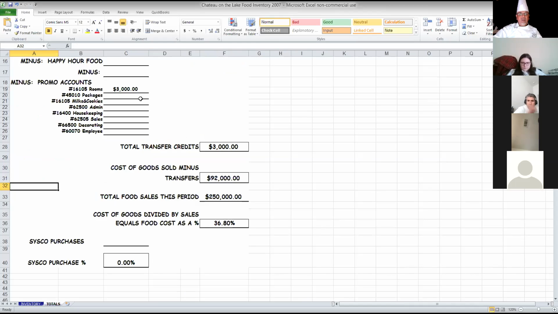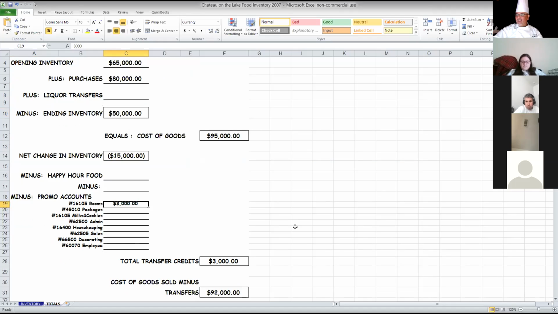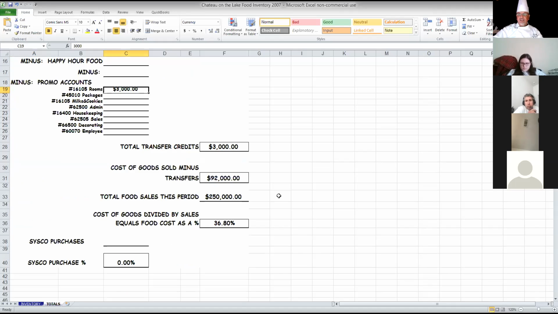Okay, opening inventory. You guys know opening inventory was the last month's closing inventory, 65,000. Purchases, we bought $80,000 worth of product, and this inventory was 50,000 when everything was counted. Okay. Credits, $3,000. That means the food they got sent back, steaks, customer didn't like that. There was something dropped, went bad, got burnt, whatever the case was. Total food sales, $250,000 for this month. Your food cost running at 36%.